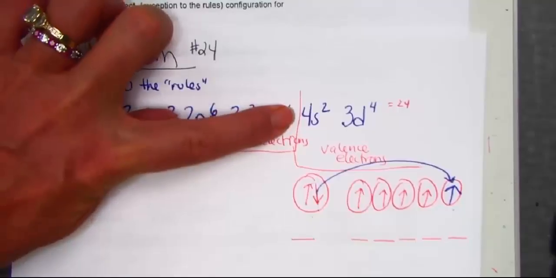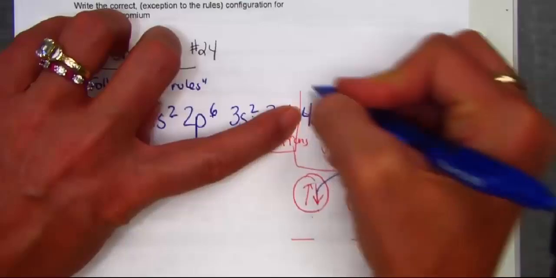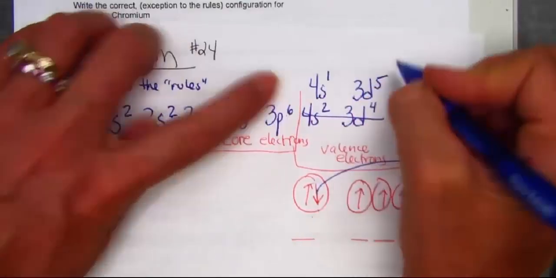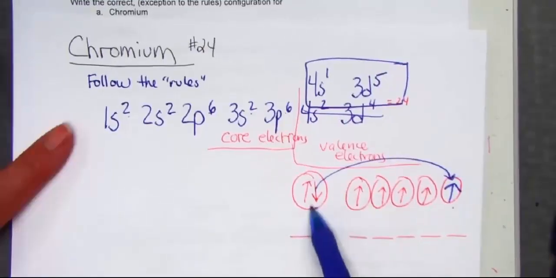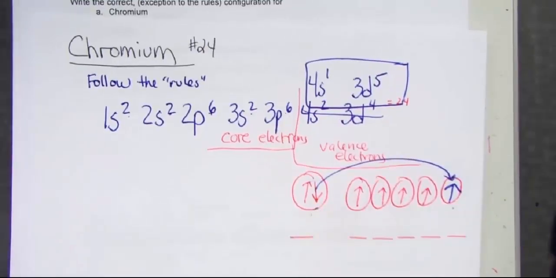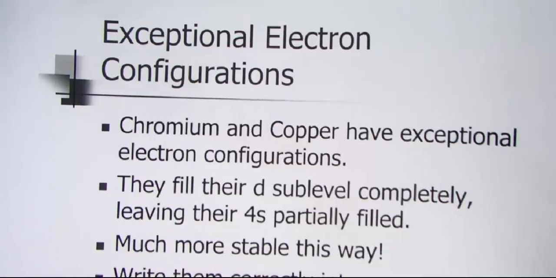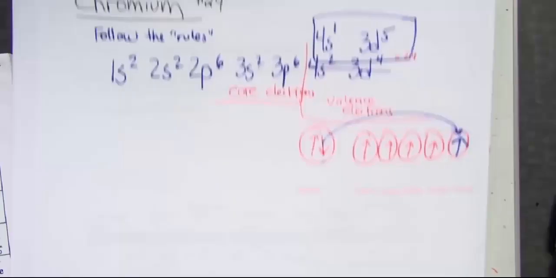So instead of having 4s2 3d4, we correct it. 4s1 3d5 is the exceptional electron configuration of chromium, promoting that electron from the 4s out to the empty 3d orbital. And like we said, the reason it wants to do that is it's actually a more stable configuration, spreading out the electrons, taking advantage of the empty orbital.